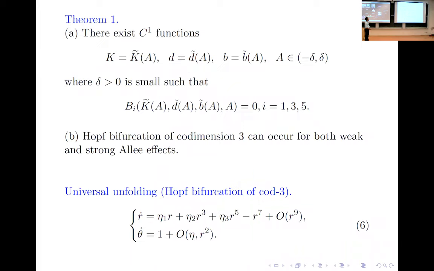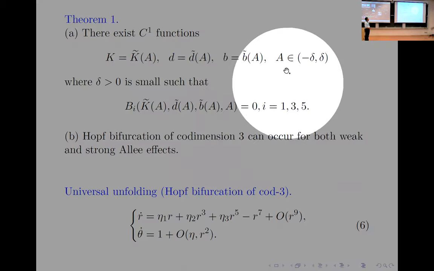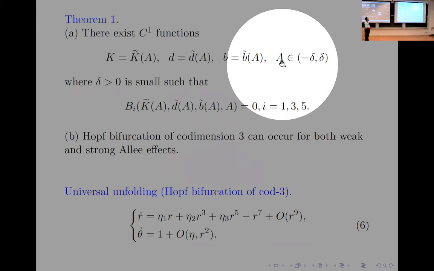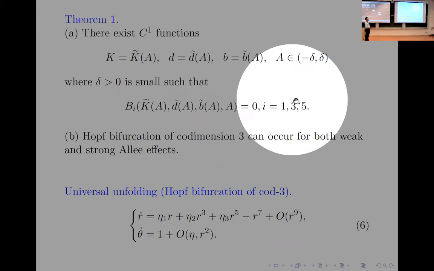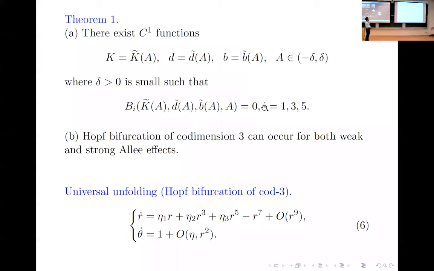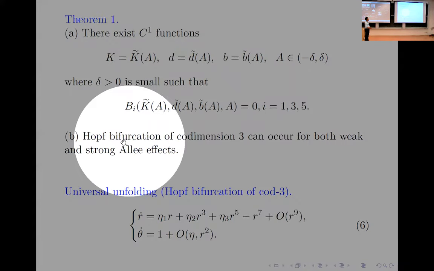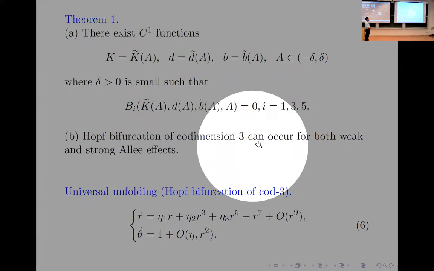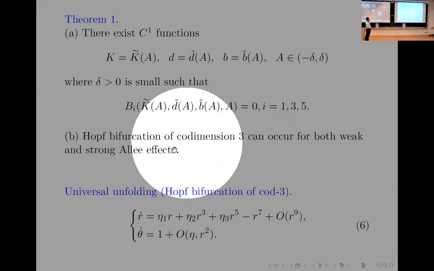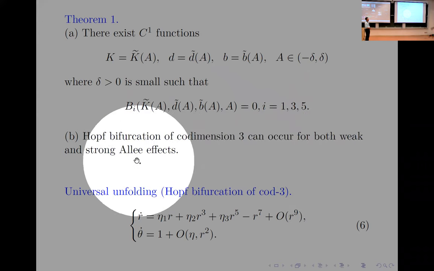So there exist functions such that B1, B3, and B5 all vanish simultaneously. We can prove this by the implicit function theorem and look at the region for A, where A is in a small neighborhood of the origin. Okay? Because of this, we can conclude that Hopf bifurcation of codimension 3 can occur for both weak and strong Allee effects.